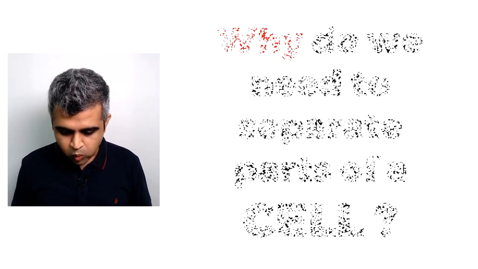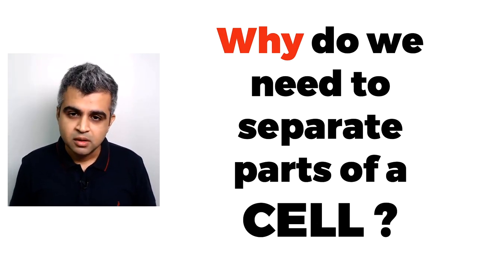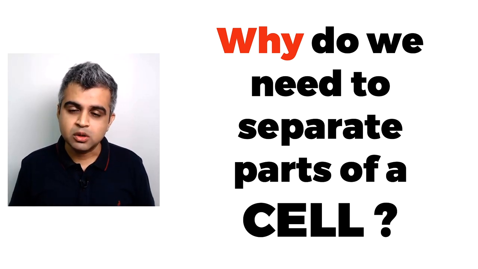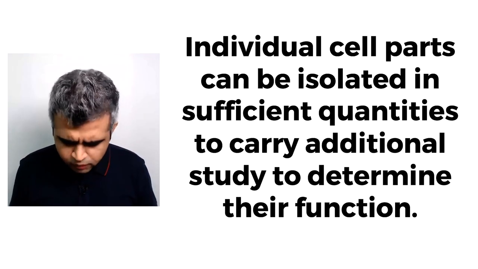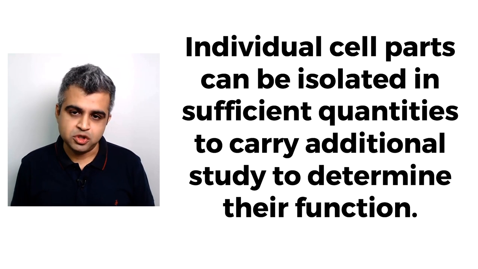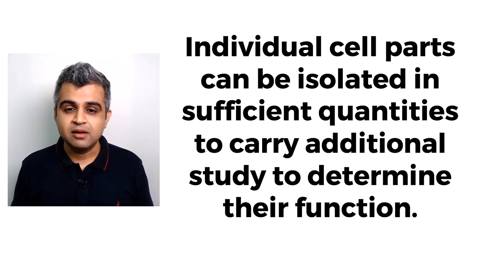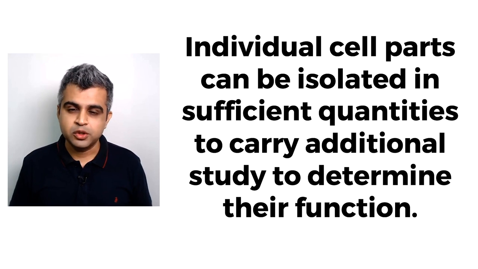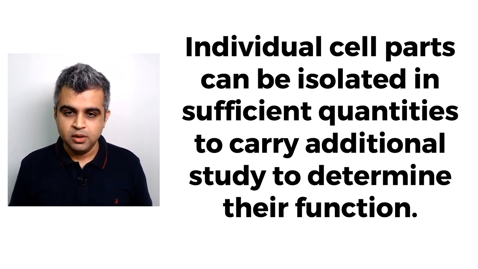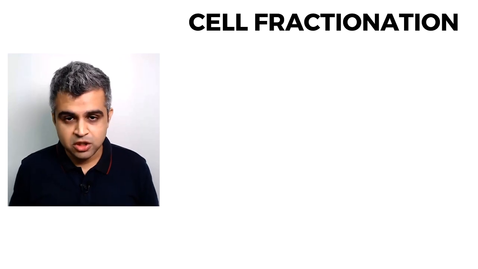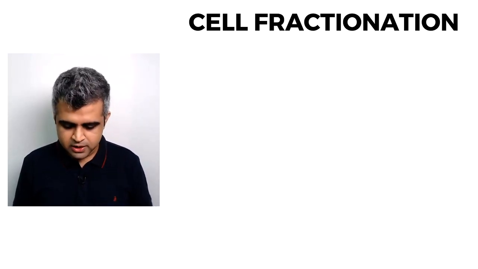So of course the question arises, why do we need to separate the parts of a cell? Because only if you separate out the parts of a cell can you actually study the individual components and what they do. So why is cell fractionation important? Individual cell parts can be isolated in sufficient quantities to carry out additional study to determine their function. So that is the main reason why you want to do cell fractionation, so that you can remove the individual components of a cell and you can study what each one of them is going to do. So for better study of a cell, cell fractionation is important, separating out the parts of a cell. So how do you do it? So cell fractionation is actually based on the principle which you can see on your screen right now.